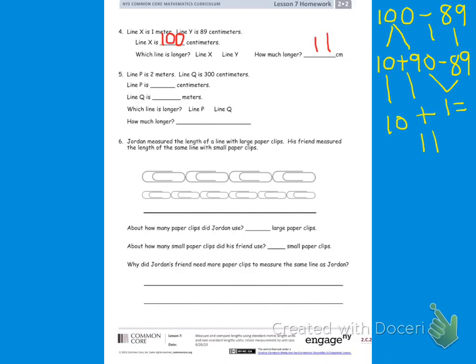Then on the last 2 lines, your student needs to say why Jordan's friend needed more paper clips to measure the same line as he did. Make sure your student answers in a complete sentence, beginning his or her sentence with a capital and ending with a punctuation mark. Thank you.